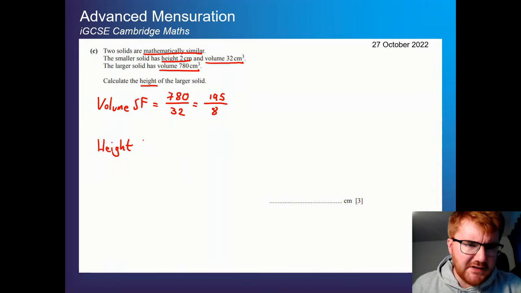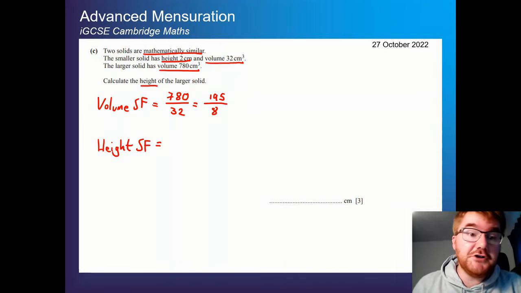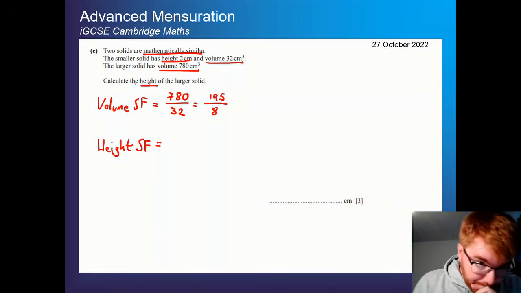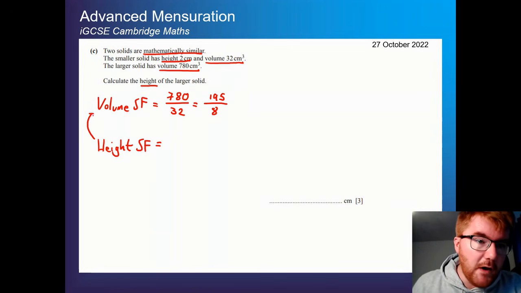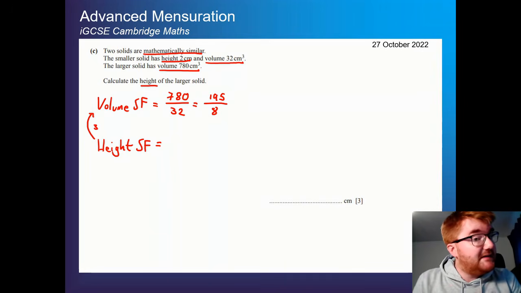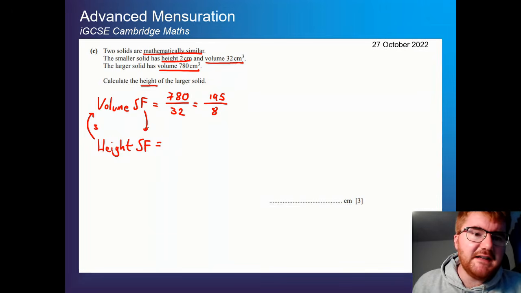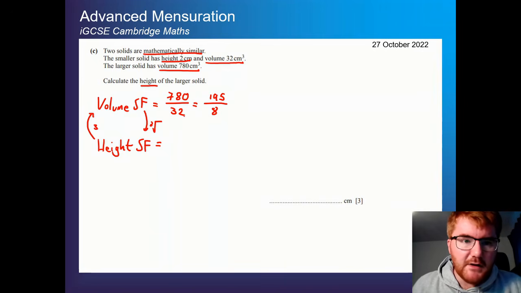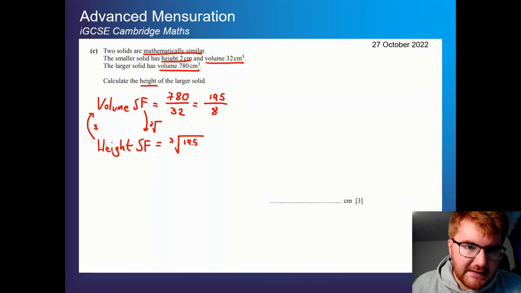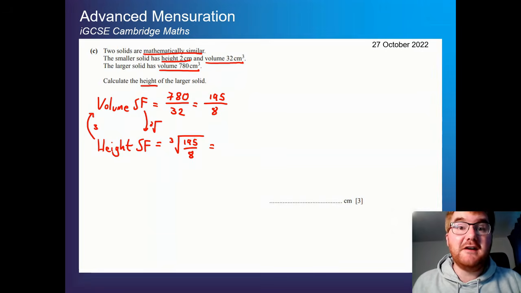You're probably thinking to yourself, okay, how does that actually differ? Well, think about what we've looked at in previous questions. So how do we go from height to volume, where we're going to cube? Remember, height is done in centimeters, volume is done in cubic centimeters. But if we want to work backwards, so going volume to height, then we need to cube root. So in order to work out the height scale factor, we are going to cube root 195 over 8. So let's go to my calculator and work it out.